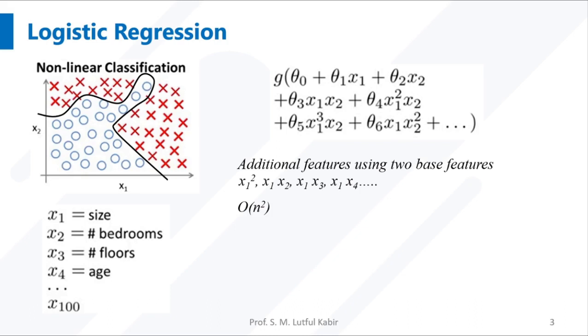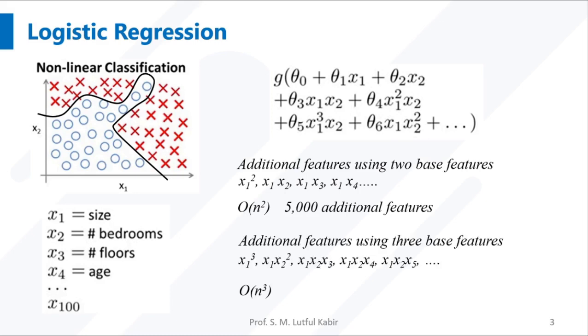In the case of two variables, in this particular problem, if the primary features are 100, then 5,000 additional features will be added. If you multiply three primary variables, the order will be n cube, and the additional features will be 170,000. The computational task will be very lengthy, and that's why this kind of problem is almost infeasible.